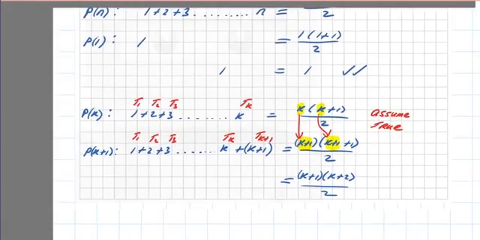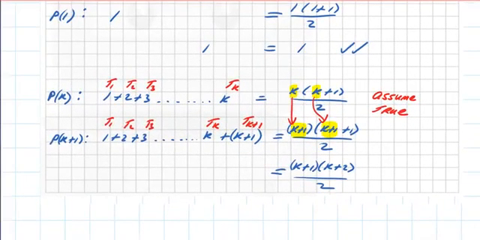Now, the problem here is this is what we're trying to prove. We haven't proved this yet, so we put a question mark to say that we're trying to prove this. They're not equal yet, basically.